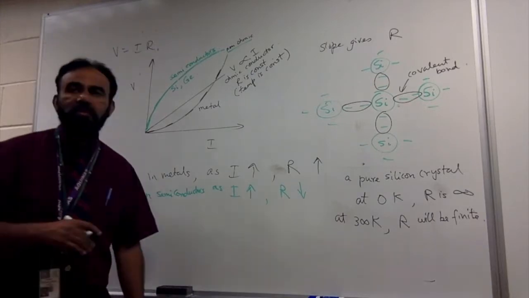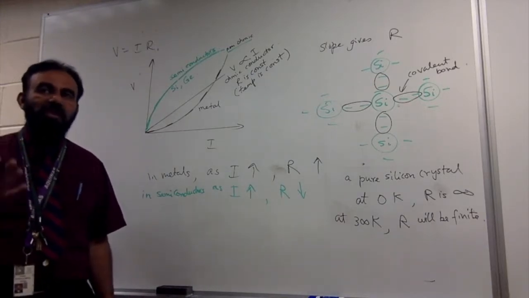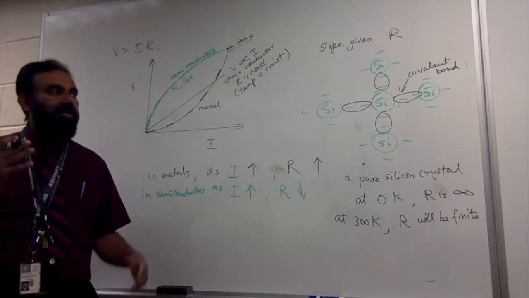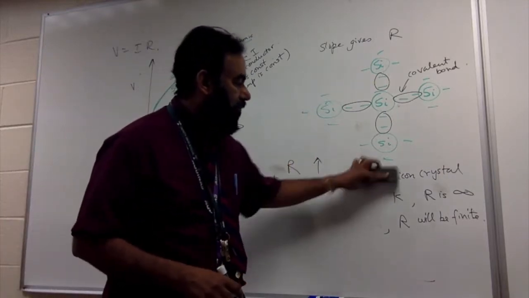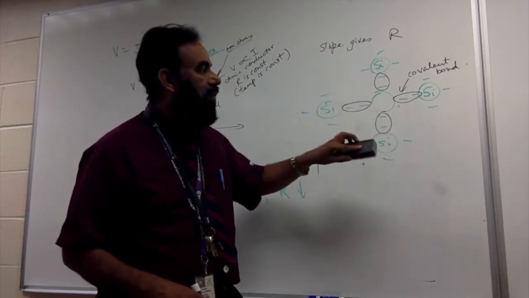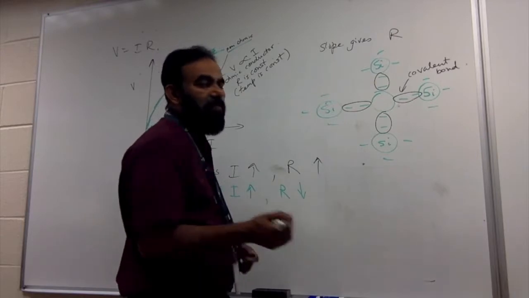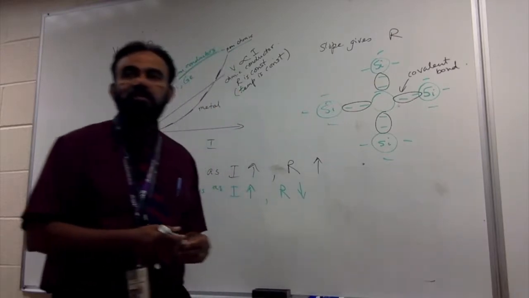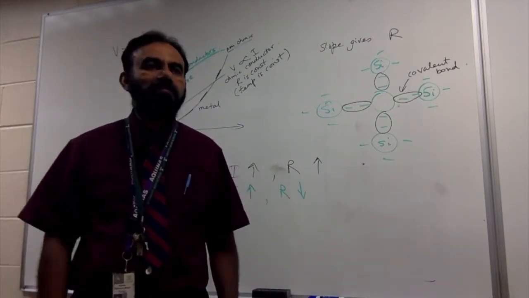Now we don't want any semiconductor to behave in that manner. We need it to behave not based on temperature, but based on other factors. And that is why if you dope the crystal with, let's say, a pentavalent impurity, an impurity means something that doesn't fit into that.